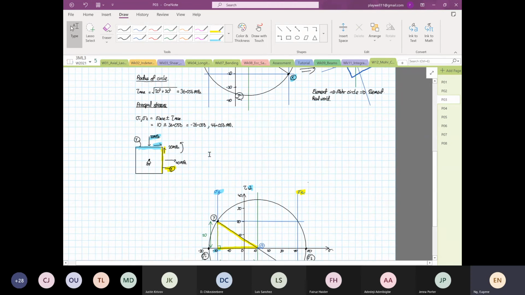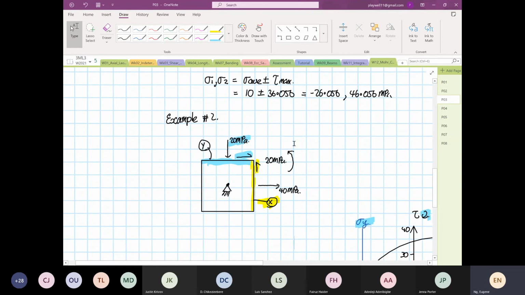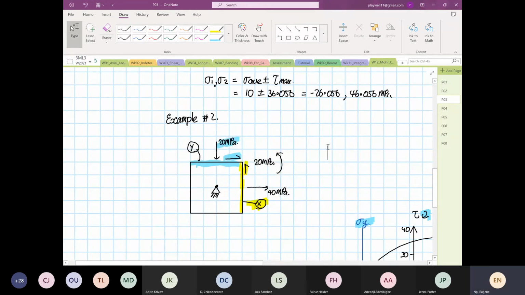So this is going to be example number 2, and I'm going to use the same Mohr circle. That's why I copied it. Same Mohr circle now, everything the same. I'm going to get rid of the center. Don't worry, I just need not more than 15 minutes of your time. Then we go for a break, and after the break we come back.